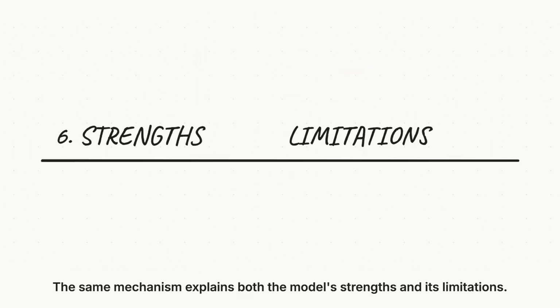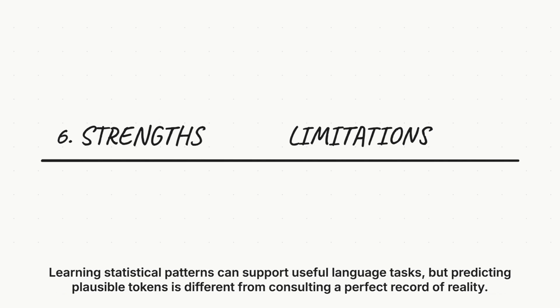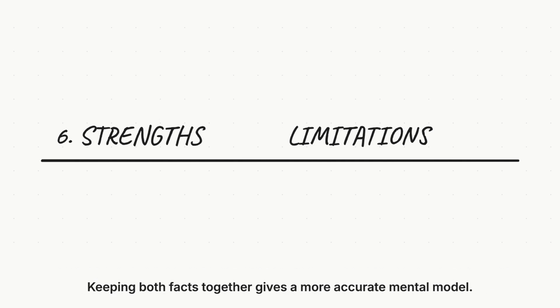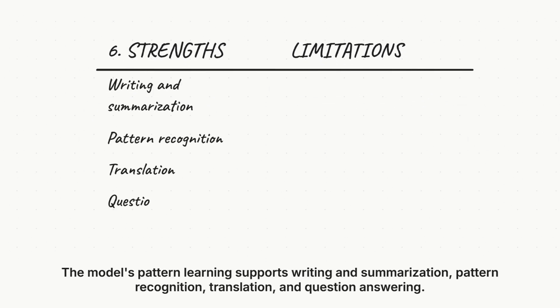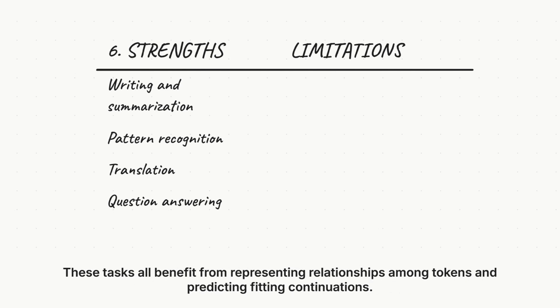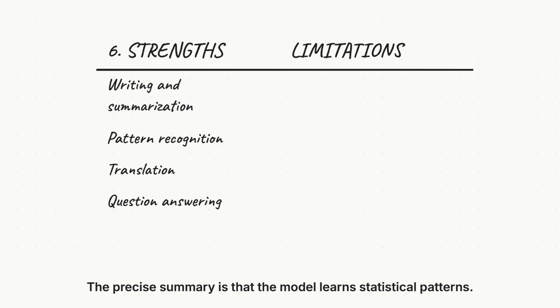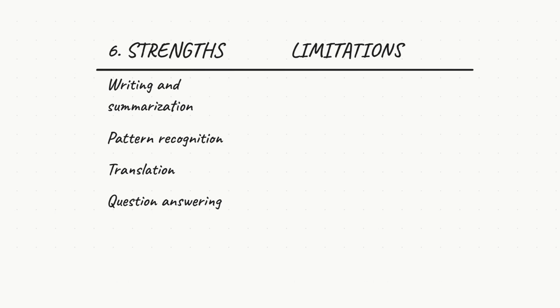The same mechanism explains both the model's strengths and its limitations. Learning statistical patterns can support useful language tasks, but predicting plausible tokens is different from consulting a perfect record of reality. Keeping both facts together gives a more accurate mental model. Pattern learning supports writing and summarization, pattern recognition, translation, and question answering. These tasks all benefit from representing relationships among tokens and predicting fitting continuations. The precise summary is that the model learns statistical patterns.